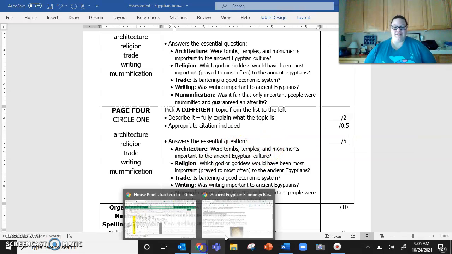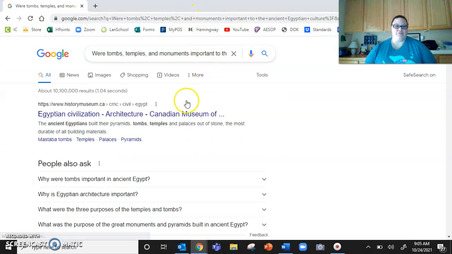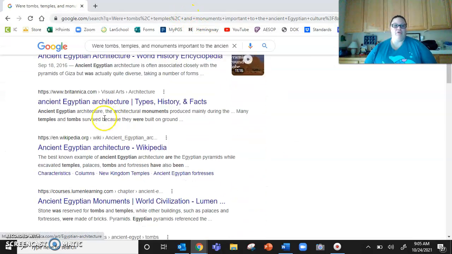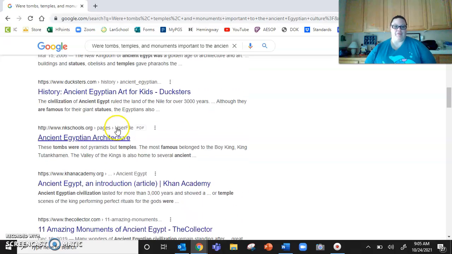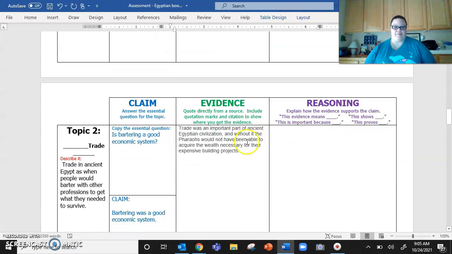So I'm going to copy this. I'm going to go to Google and I'm just going to copy and paste my essential question. And there is so much information about this. Now you do not have to do tombs and temples and monuments. So you can just choose one and make your life a little bit easier.